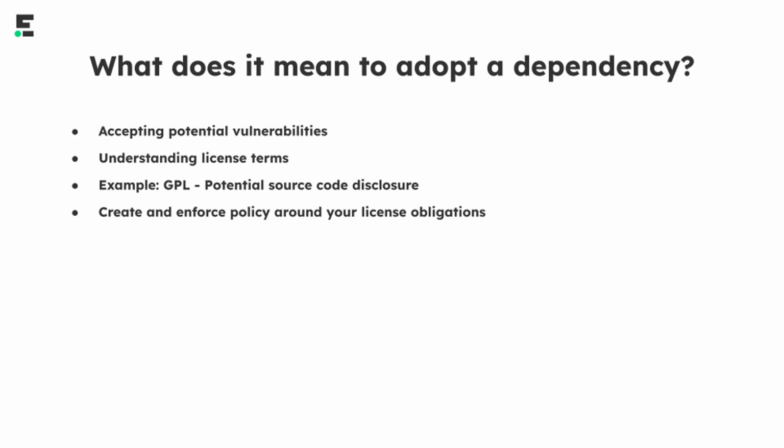Adopting a dependency means that you're accepting all the vulnerabilities that it may have as risks, and you have to manage those risks and be able to answer an auditor's question about how you're going to address them. And it also means accepting its license terms.